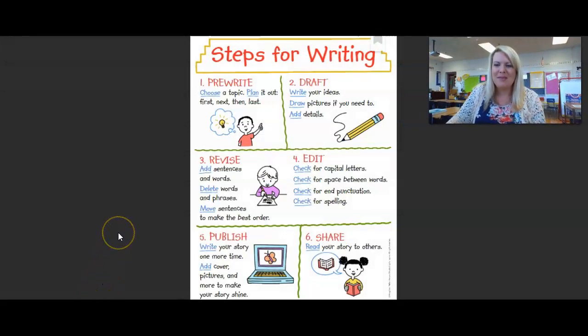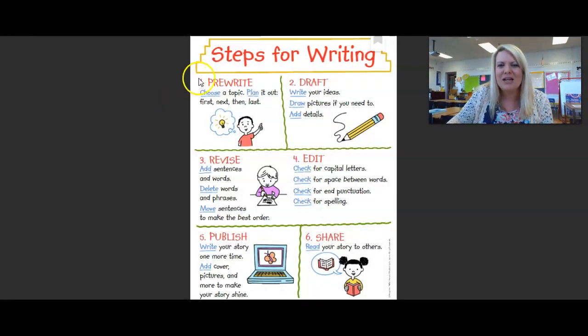So you might remember this chart. This was our steps for writing. We used this when we did our narrative, and we used this at the very beginning of our descriptive essay. When we write, we start with a pre-write. We've done this. We chose a topic, it's My Wonderful World, and then we're planning it out. We're actually making a book.